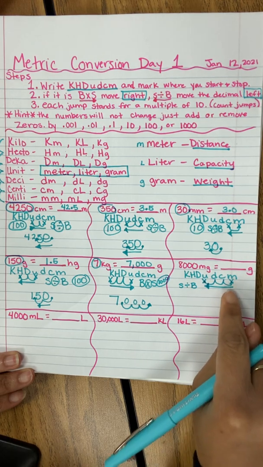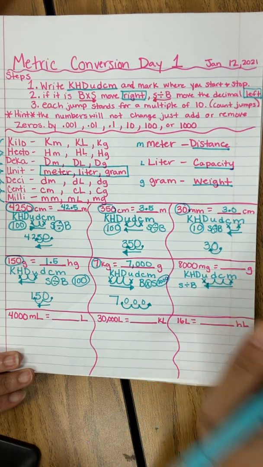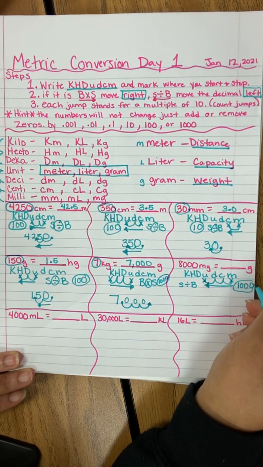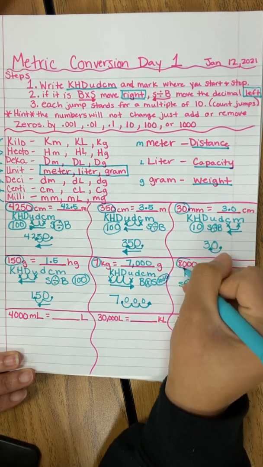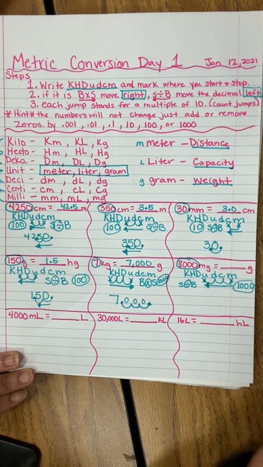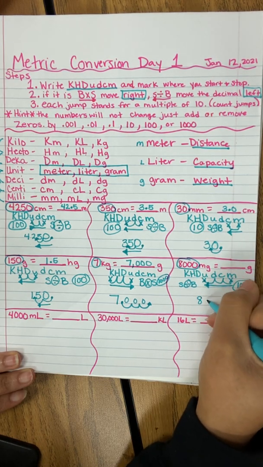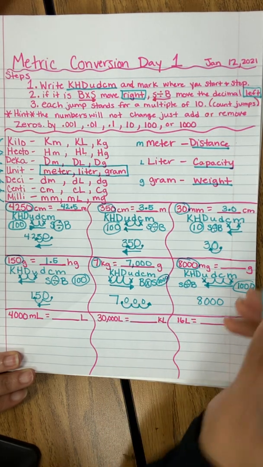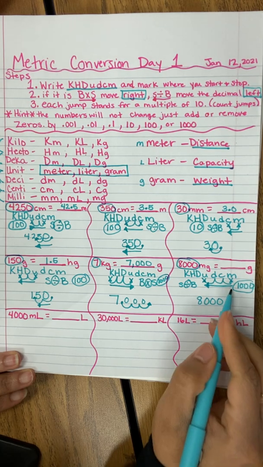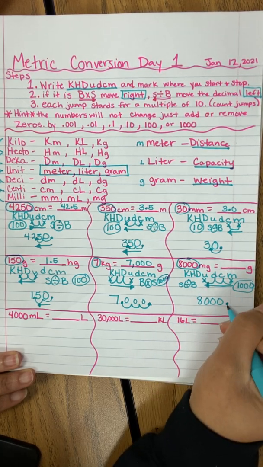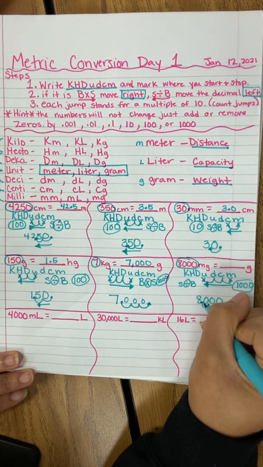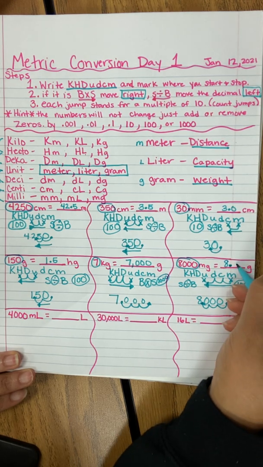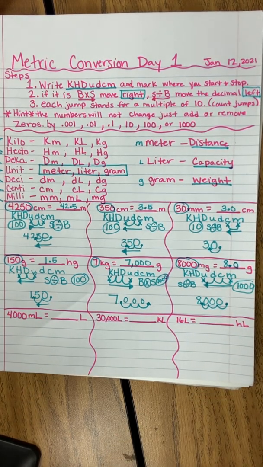Now, I made 3 jumps, 1, 2, 3. So that means this is worth 1,000. So I know I'm taking 1,000 divided into 8,000. 8,000 divided by 1,000 is going to give me 8, but I want to make sure that I show my work. I know that if I don't have a decimal, I put it behind the last digit. I'm moving to the left, 3 jumps. 1, 2, 3. This is my ending point. So I can put my decimal point right here. If I want to put a 0 at the end, I can, but I don't have to.